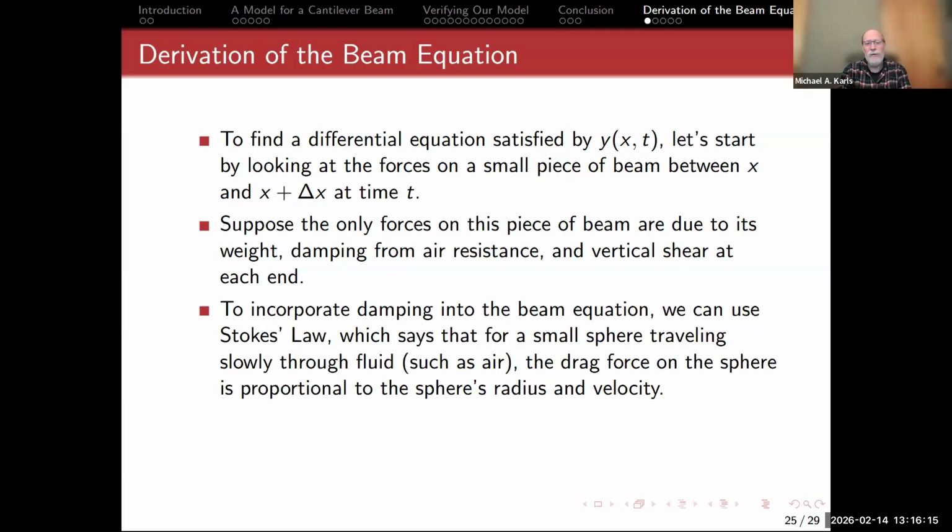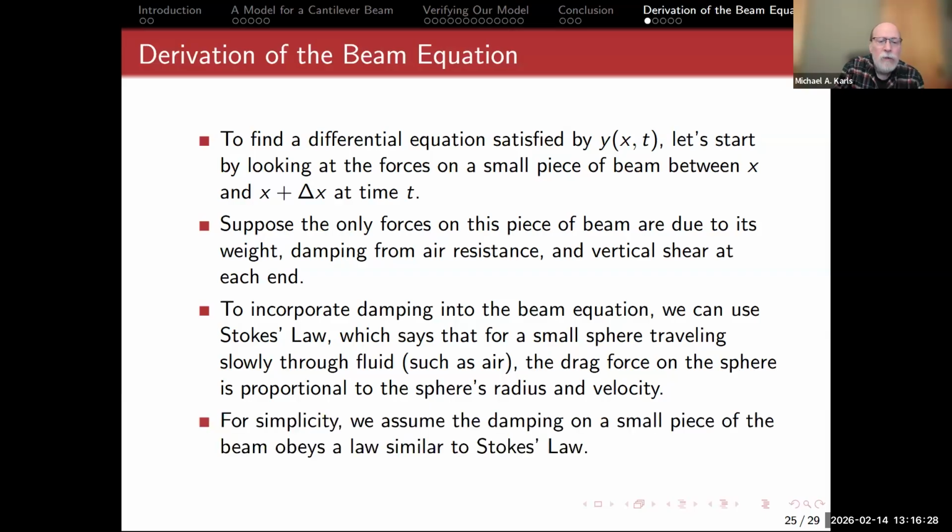And to incorporate damping into the beam equation, we can use Stokes's law, which says that for a small sphere traveling slowly through a fluid, such as air, the drag force on the sphere is proportional to the sphere's radius and velocity. And so for simplicity, we're going to assume the damping on a small piece of the beam obeys a law similar to Stokes' law.